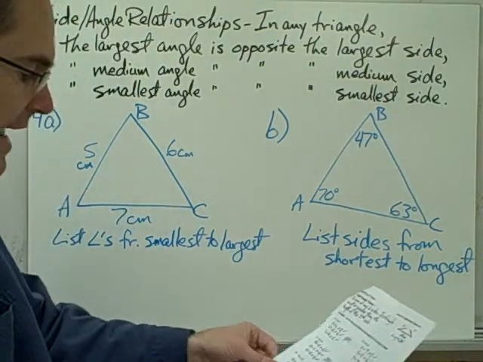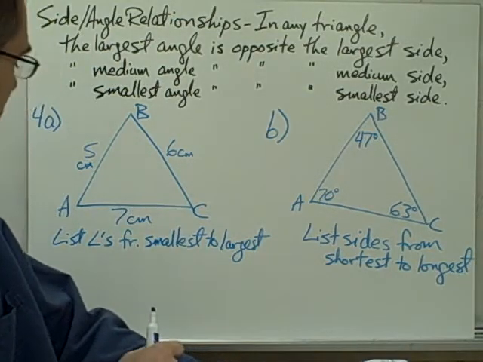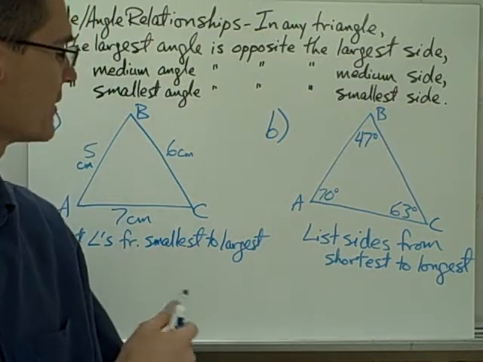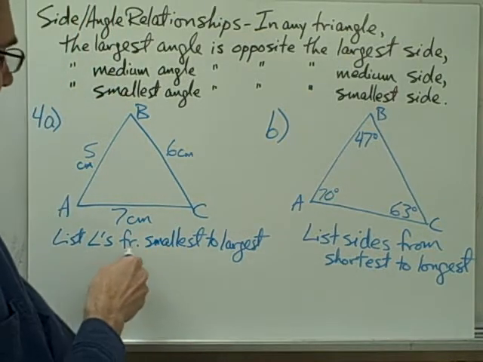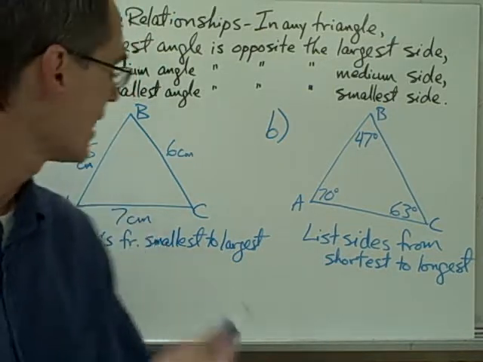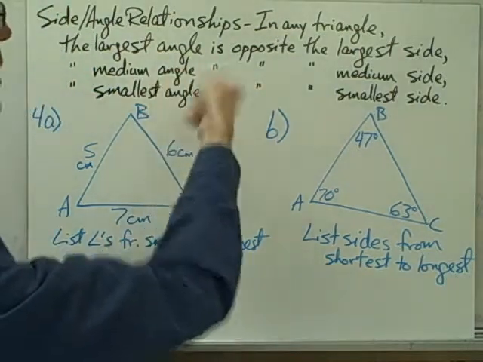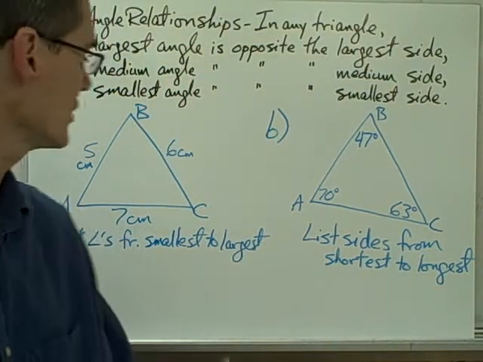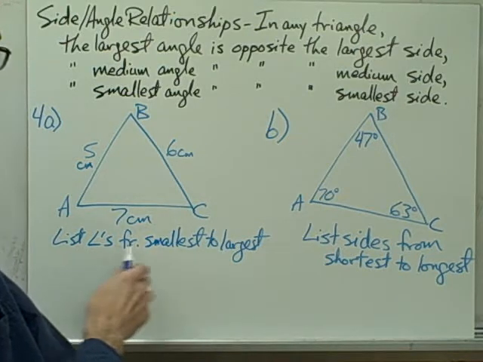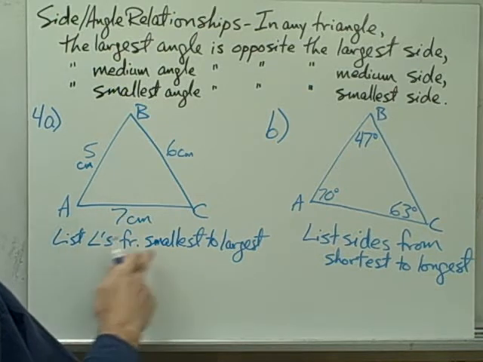In example 4a here, it says, in this picture, list the angles from smallest to largest. Well, on first glance, this looks like kind of an odd question because it's asking me to list the angles from smallest to largest, and yet I'm not given any information about the angles. I'm given information about the lengths of the sides. However, armed with what I know about the side angle relationships, I can figure out the angles from smallest to largest.